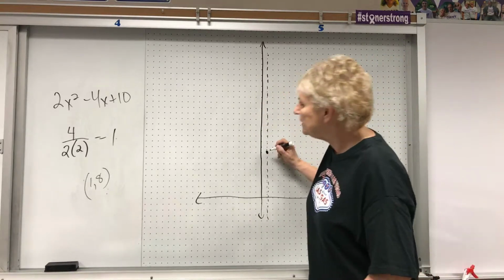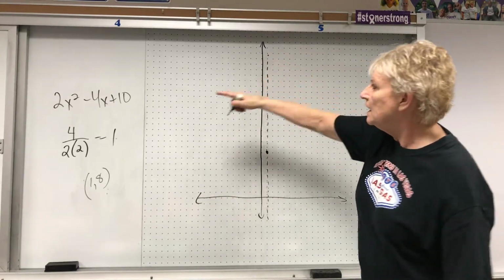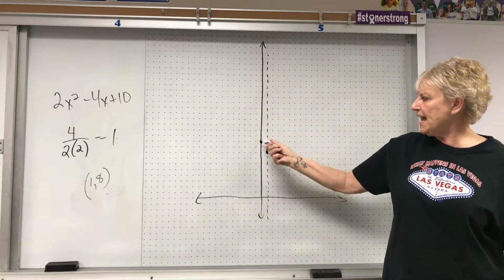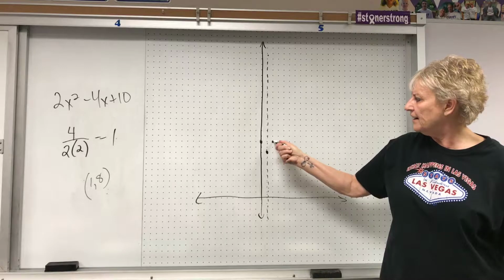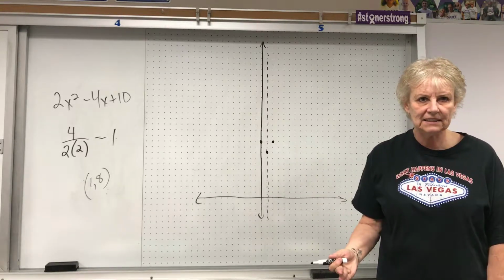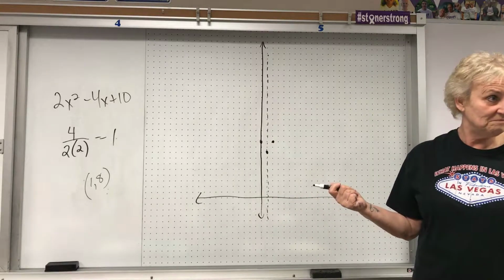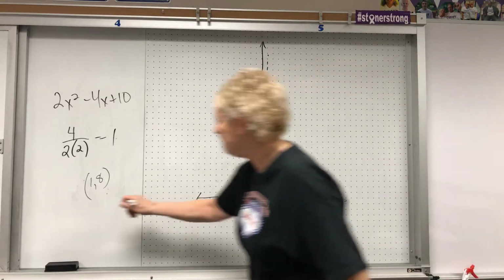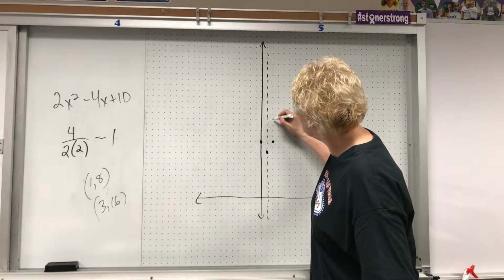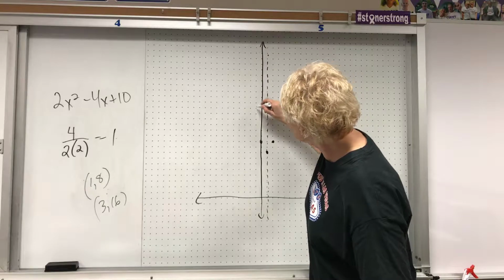Yeah, vertex. Now, it's right side up, so we're going to look for points above it. The y-intercept is 10. Now that I have 10, I can put a point there. See, there's no reason to plug in a 2, because you're going to get that automatically. So, I plugged in a 3. Then I got 16. So, that was 10, 11, 12, 13, 14, 15, 16. There's my parabola.